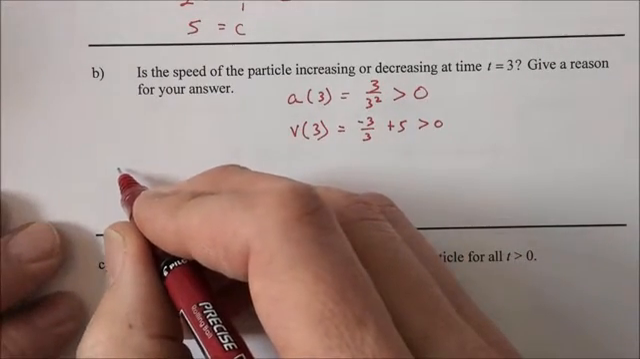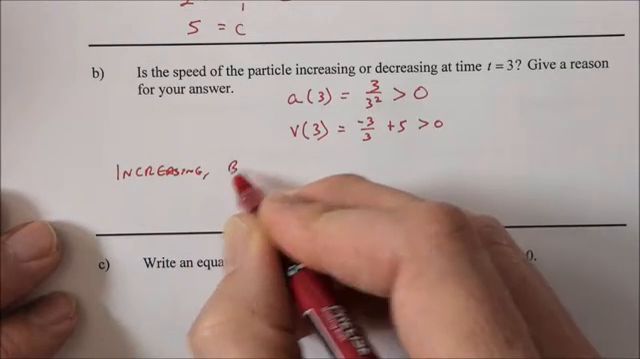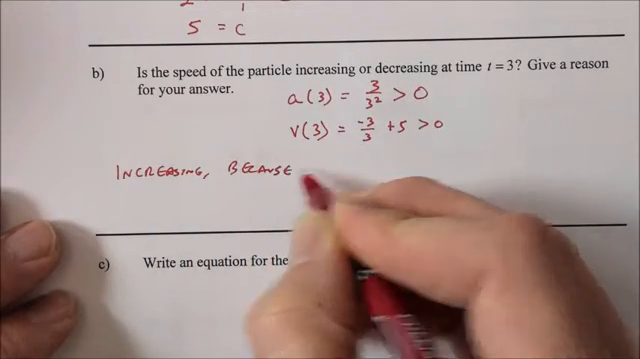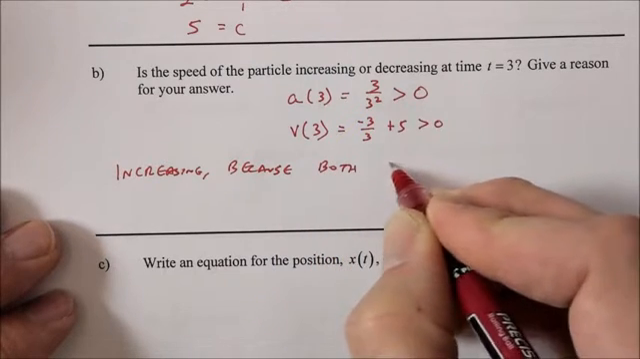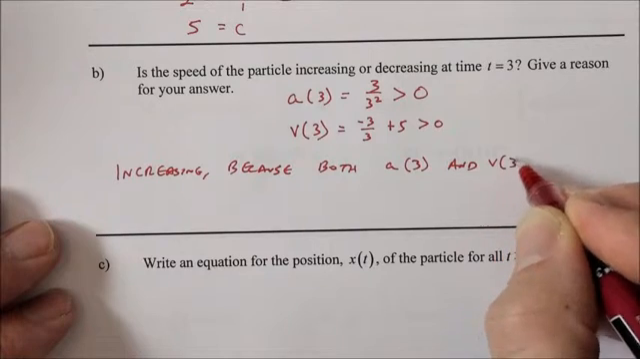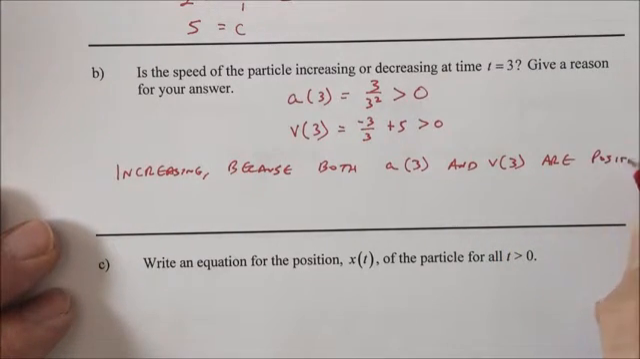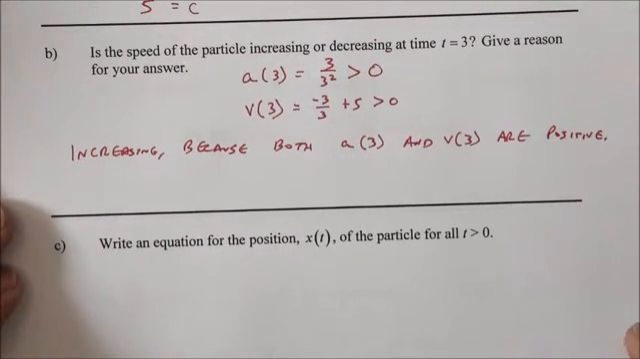So we need to convey our thoughts here. So, increasing because both a of 3 and v of 3 are positive. And there's multiple ways to write this, but that's the general point that you need to get across.